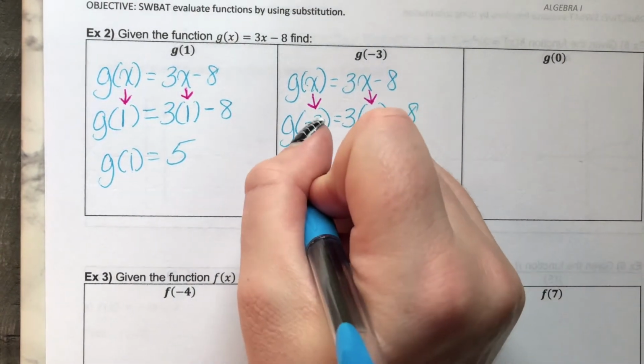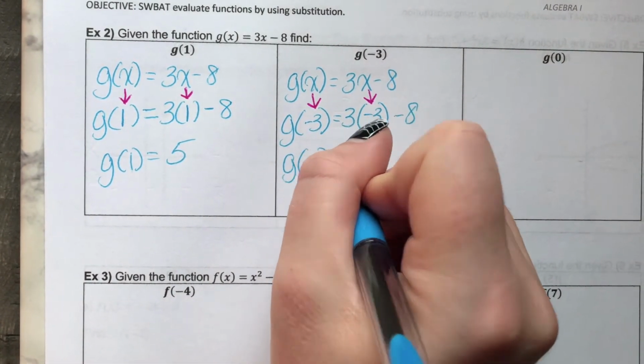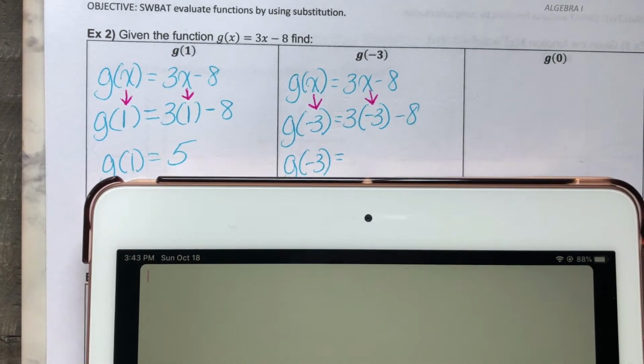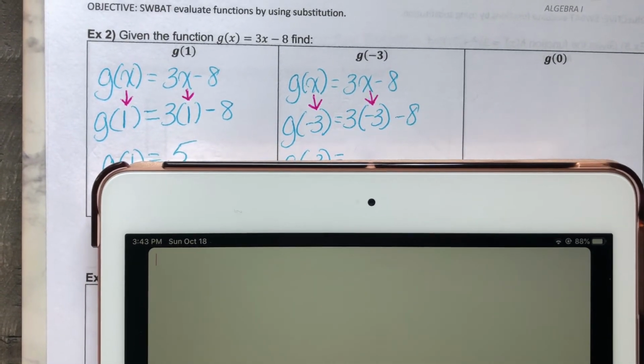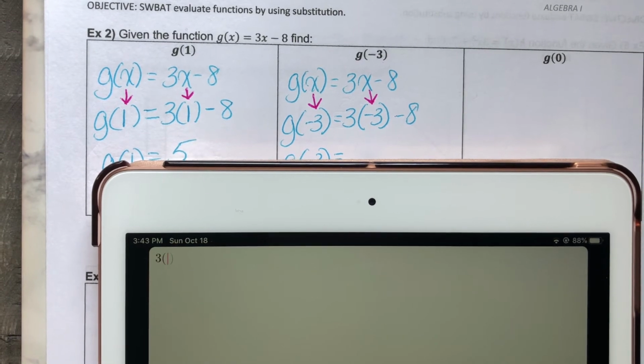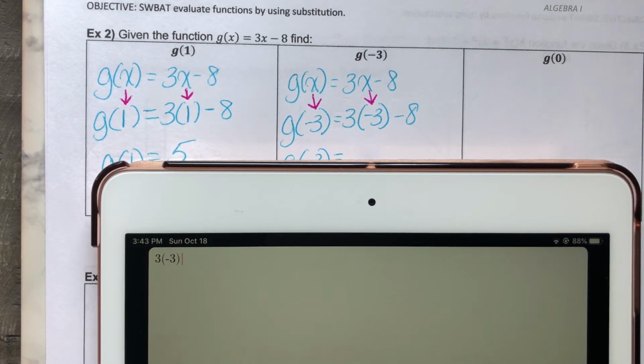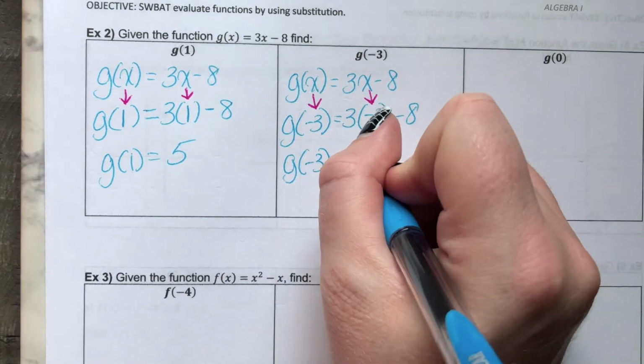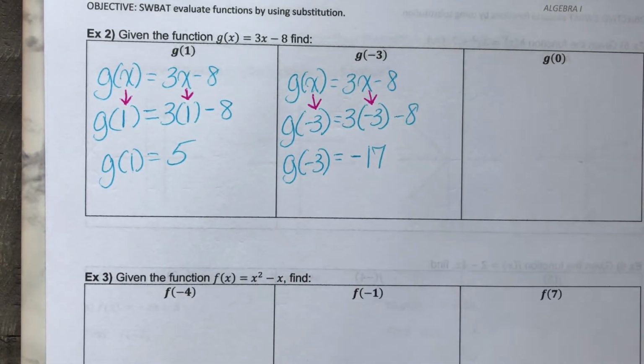Here I go, g of negative 3 is going to be, well, let's type it in our calculator and see. Okay, 3 times negative 3 minus 8. I'm typing it in exactly how I'm writing it on my paper. Press enter, and I can see that the answer is negative 17. So I know that when I have an x value of negative 3, my y value is negative 17.